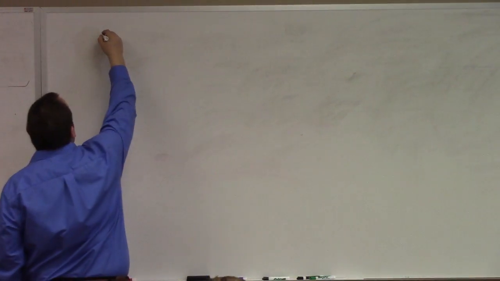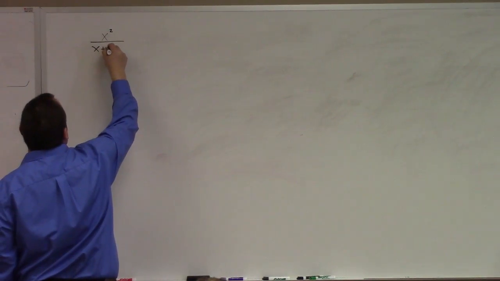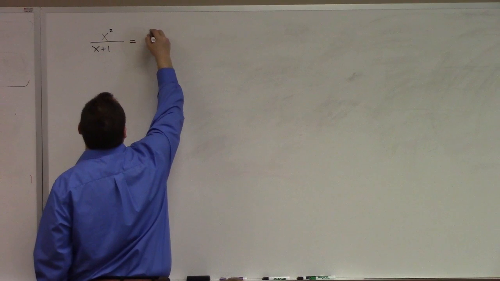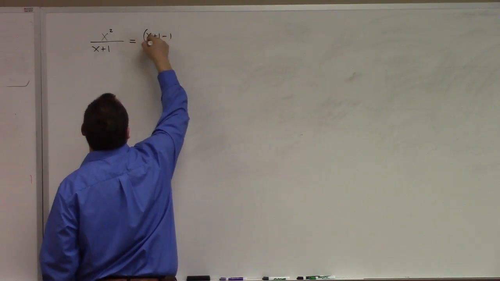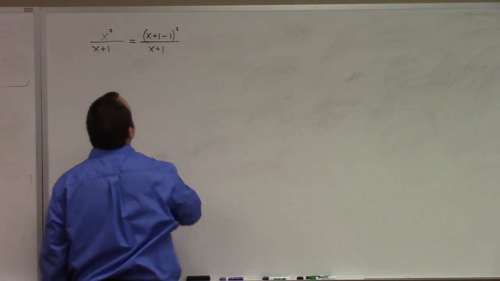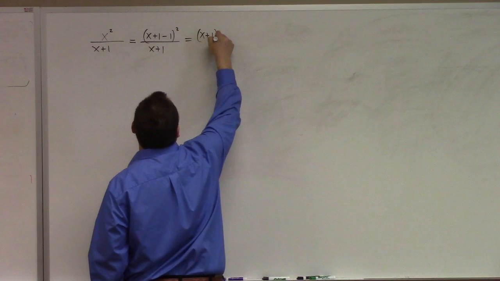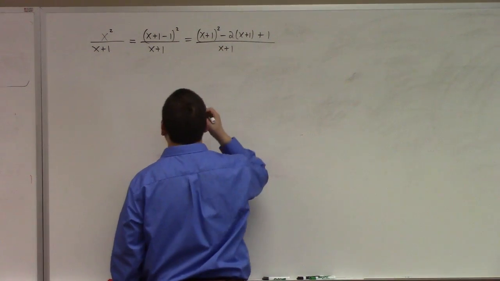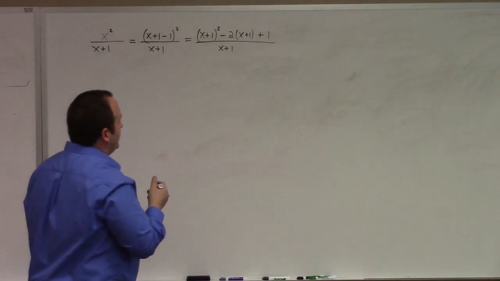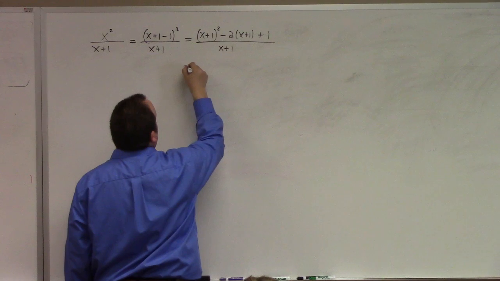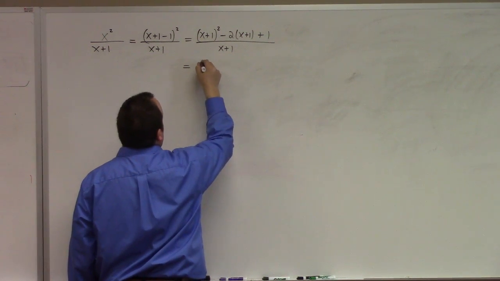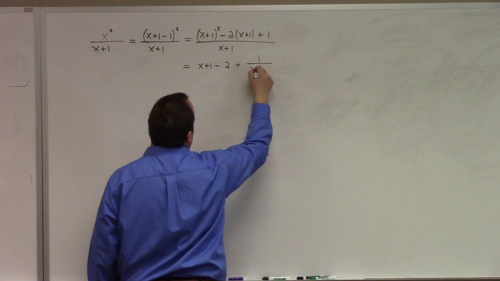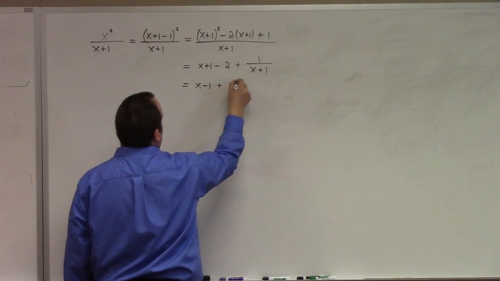So, x squared over x plus 1 is equal to what? Well, I'll show you a trick. So what I need to do is, this is x plus 1 minus 1 quantity squared. So this is x plus 1 squared minus twice x plus 1 plus 1, divided by x plus 1. And so what that gives me is x plus 1 minus 2 plus 1 over x plus 1. Or if you like, just x minus 1 plus 1 over x plus 1.